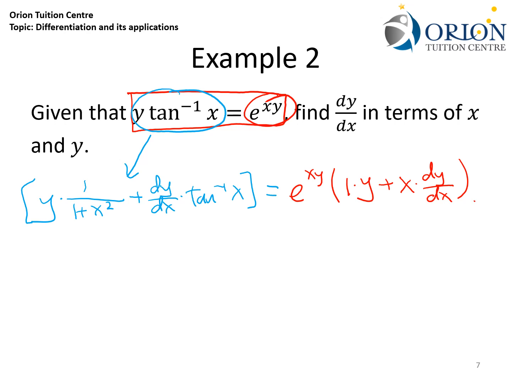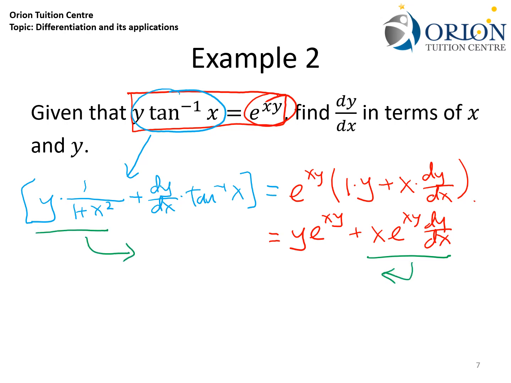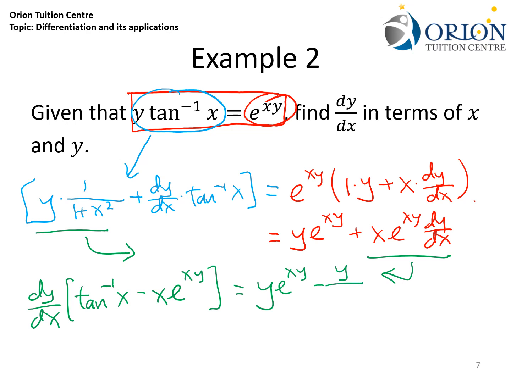So let's do a small expansion on the right hand side first. This gives me y e^(xy) plus x e^(xy) dy/dx. And I'm now going to bring this term to the left hand side and this term to the right hand side. And therefore, I will have dy/dx multiplied by tan inverse x minus x e^(xy) equals y e^(xy) minus y over 1 plus x squared. And now you can see that I simply have to divide this term across and I will get an expression for dy/dx. So let's proceed to write down the final answer.